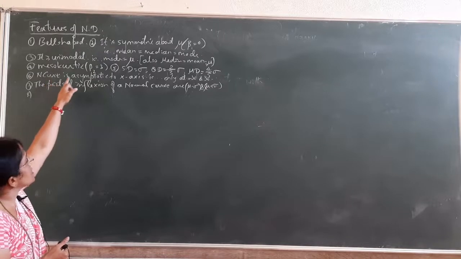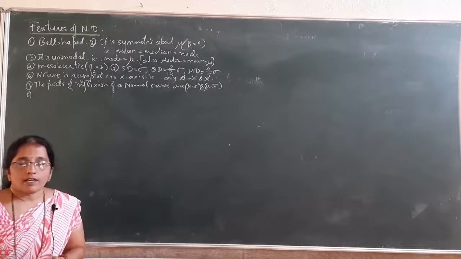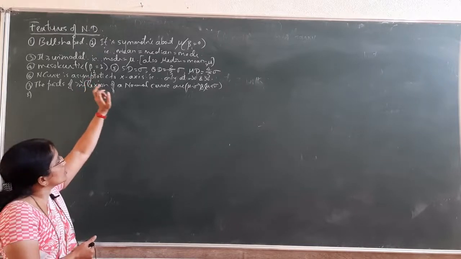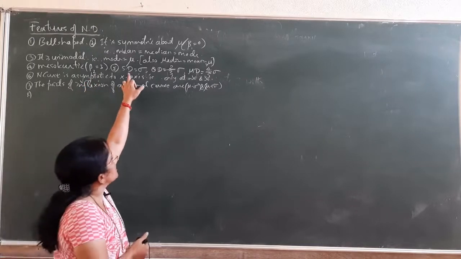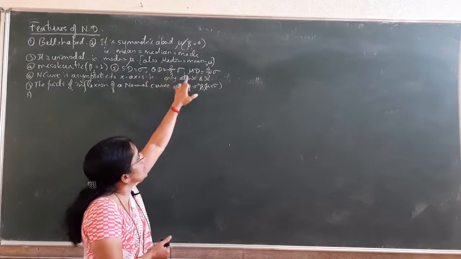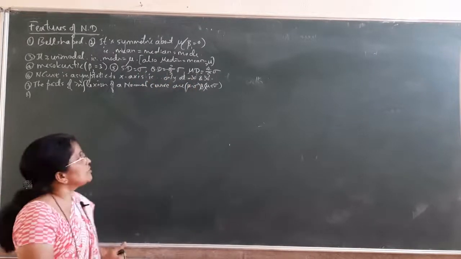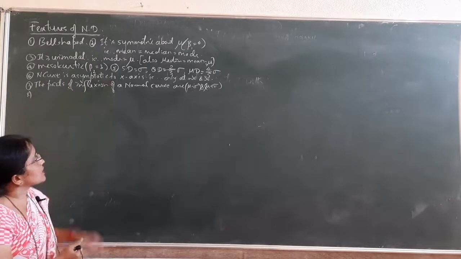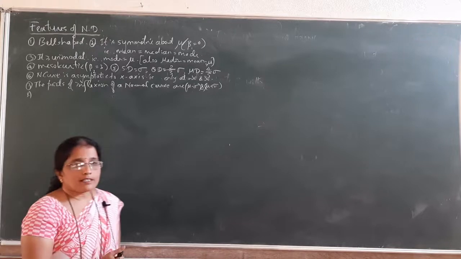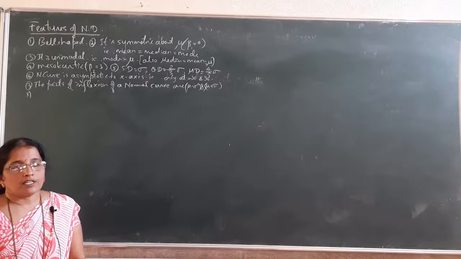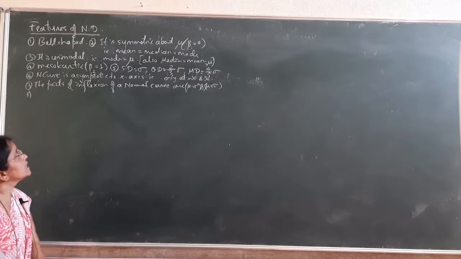Next, it is a mesocurtic curve, that is not highly peaked, not less peaked, peaked on an average, beta 2 equal to 3. Similarly, standard deviation is given by sigma, quartile deviation equal to 2 by 3 sigma, mean deviation is 4 by 5 sigma. And normal curve is asymptotic to x-axis. That is, the normal curve touches the x-axis only at minus infinity and plus infinity.